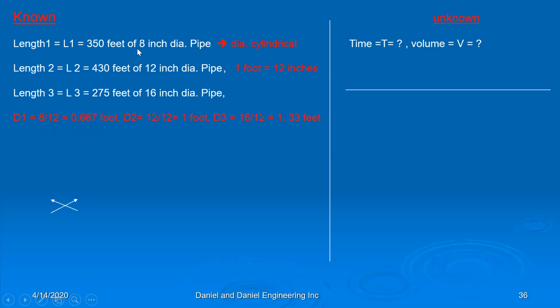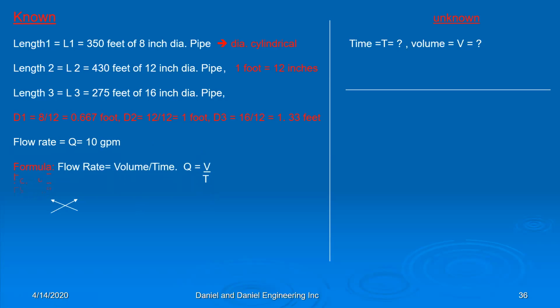D1 will be 8 inches over 12 inches. Remember, 12 inches in a foot, 0.667 foot. Diameter 2, that's the diameter of the length of pipe 2, which is 12 inches. 12 divided by 12, that's 1 foot. And number 3, a 16-inch pipe would be 16 divided by 12, which is 1.33 feet. So with that now, you're setting yourself up where you could use your calculator and you won't end up in trouble. Remember, they give you the flow rate. The flow rate was equal to 10 gallons a minute.